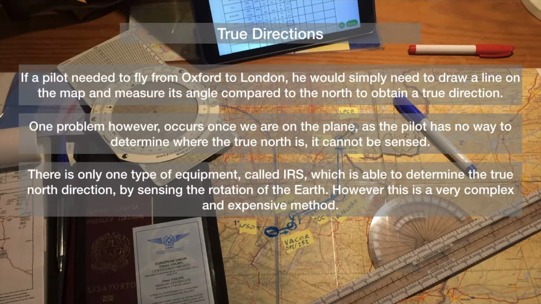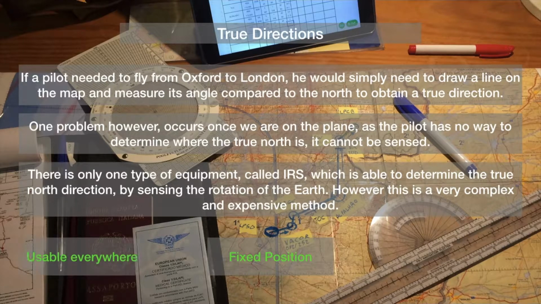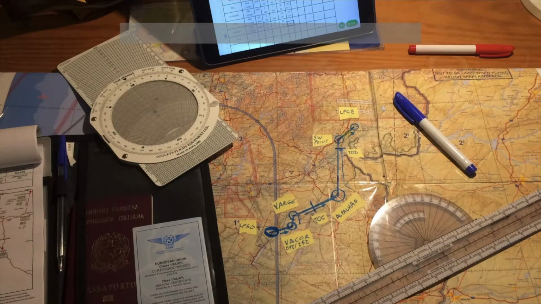To summarize, true directions use as reference the geographic North Pole, which is in a fixed position, which makes it possible to use everywhere around the world. However, it's not possible to measure or sense it from aircraft equipment, except with some very complex and expensive methods. This is why we decided to use magnetic directions to navigate.